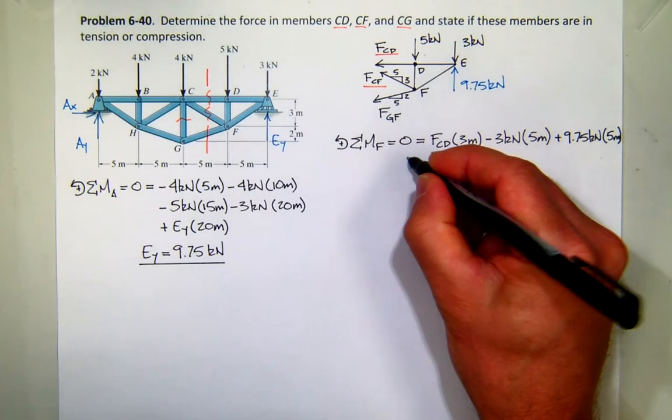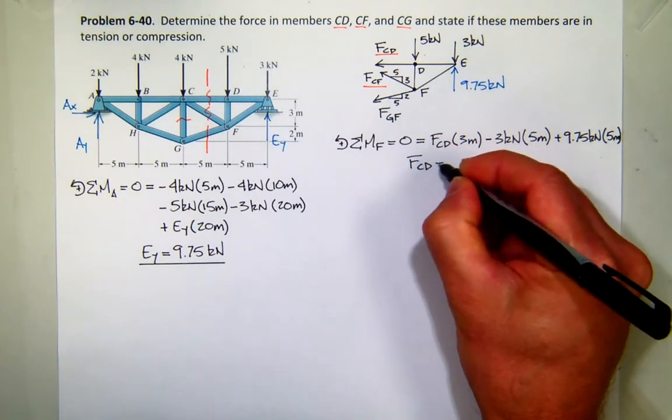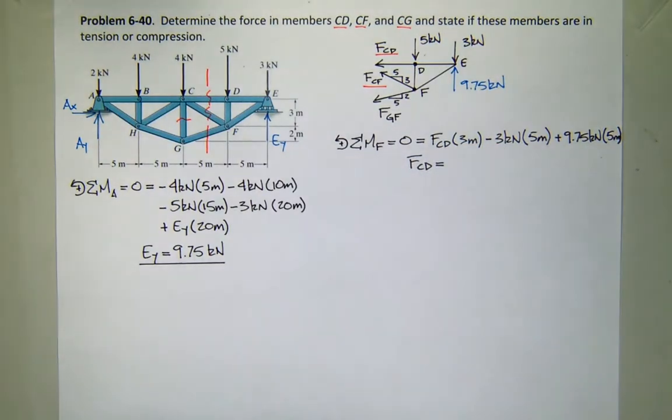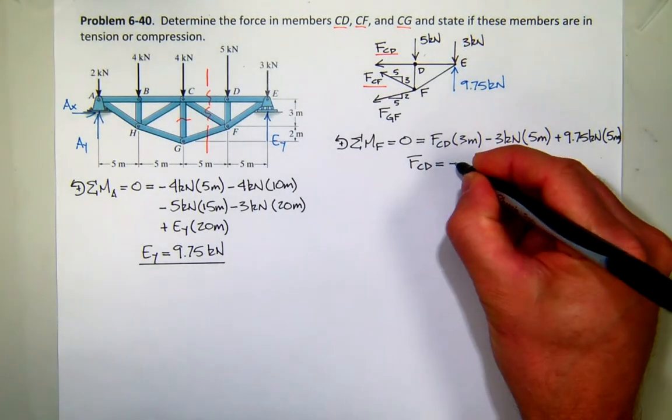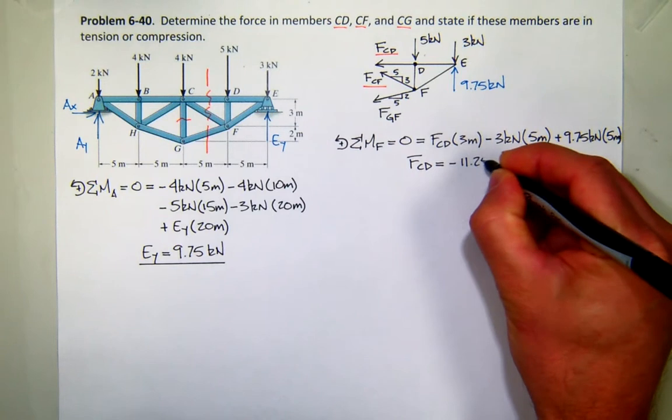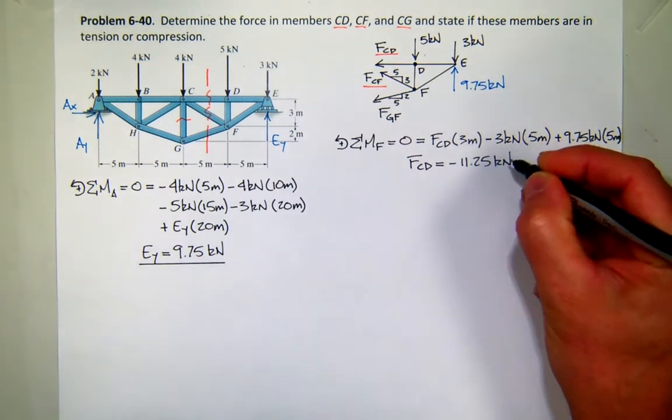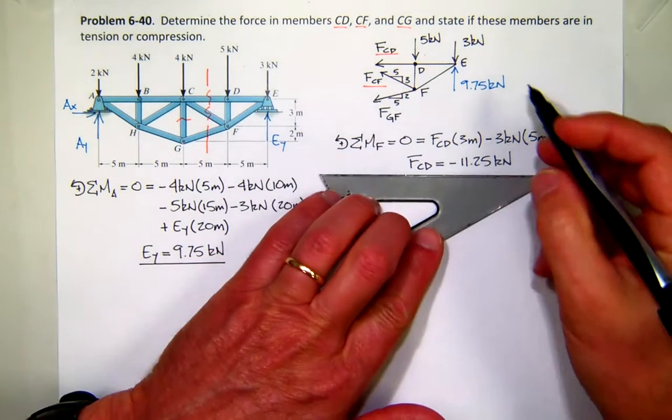So what is the force CD? It looks like it's going to be negative. Anybody get an answer to that? 11.25. Anybody else get 11.25? Yes. Yep, and that's negative, right? So 11.25 kilonewtons. 1 down, 2 to go.